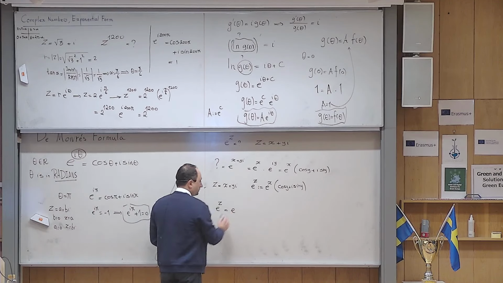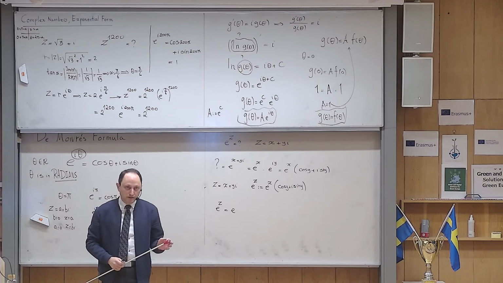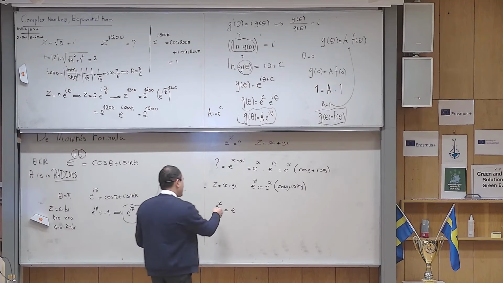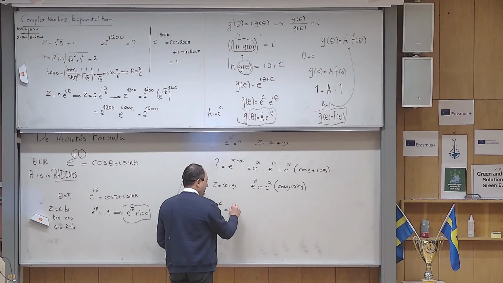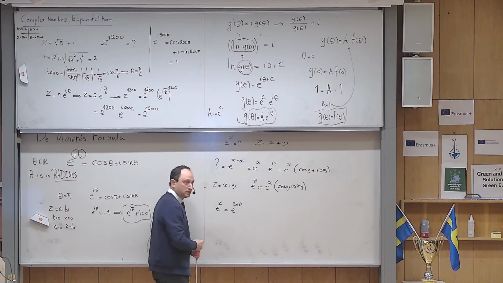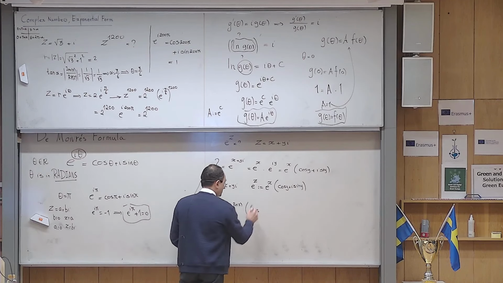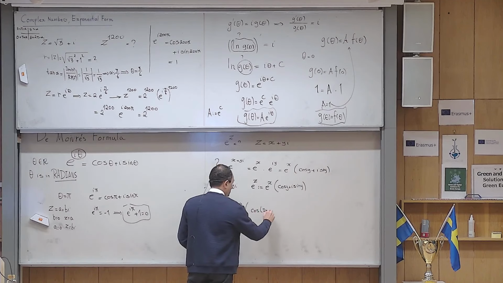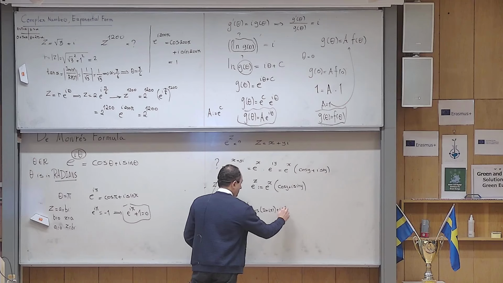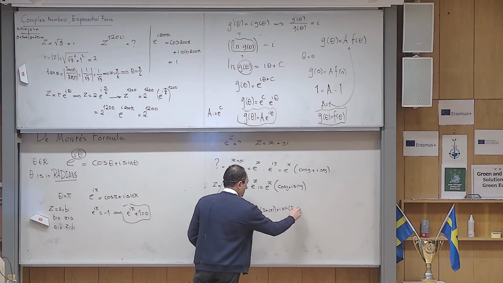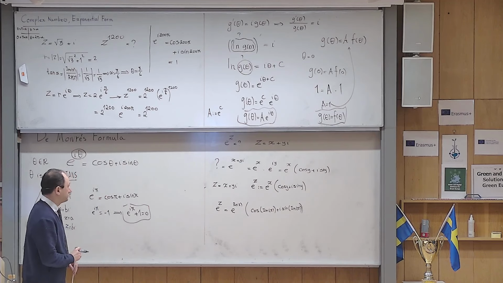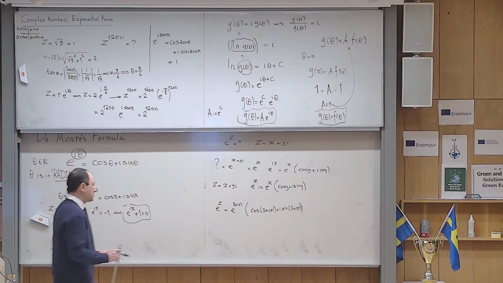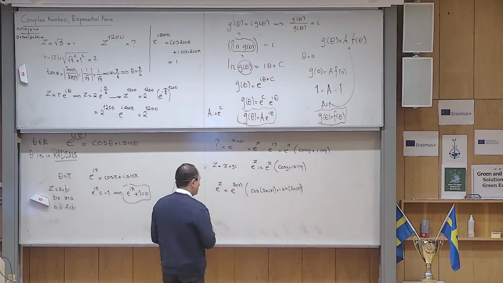e to the power of x. But what is x? The real part of z. So if you want to express everything in z, it is possible, but it becomes ugly. So it becomes e to the power of the real part of z multiplied by cosine of what? Imaginary part of z plus i times sine of imaginary part of z. Yes? It is a little bit ugly, but that is what it is. Okay? Any questions?